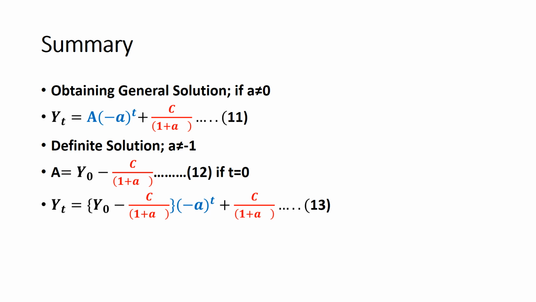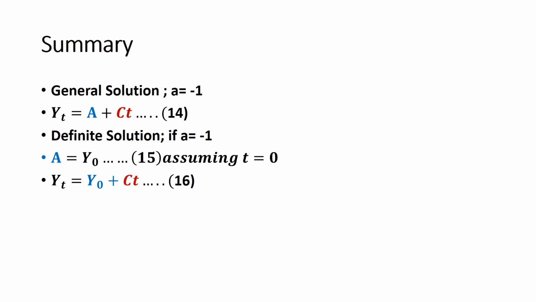Definite solution where a does not equal 0: A is equal to y naught minus c over 1 plus a. If t is equal to 0, here is the value of A, and yt is equal to y naught minus c over 1 plus a into minus a to the power t plus c over 1 plus a. General solution, if a is equal to 0, yt is equal to A plus ct, and definite solution, if a is equal to 0, the value of A is equal to y naught and yt is equal to y naught plus ct.